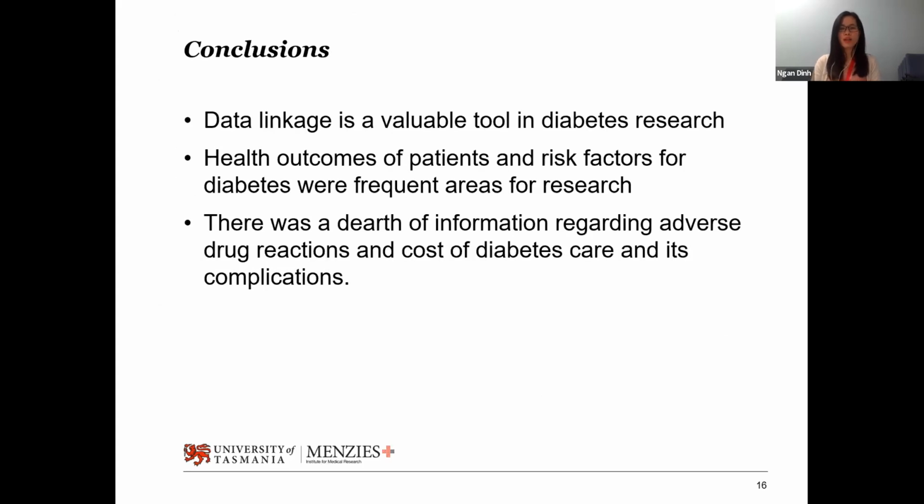So in conclusion, our study found that data linkage is a valuable tool in diabetes research, and health outcomes of patients and risk factors for diabetes were frequent areas for research. However, there was a dearth of information regarding adverse effects of medications and costs of diabetes care and its complications, and hopefully future research can solve the problem.